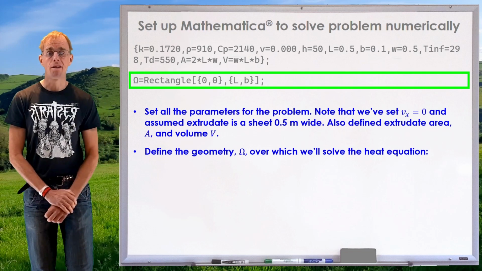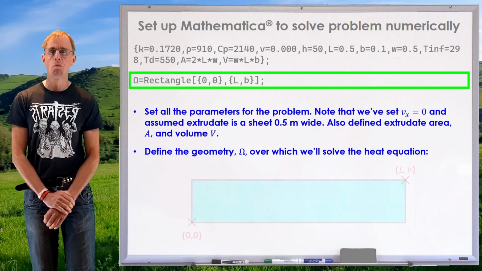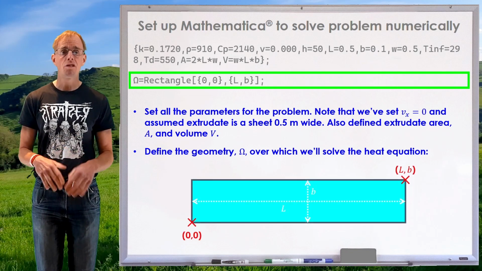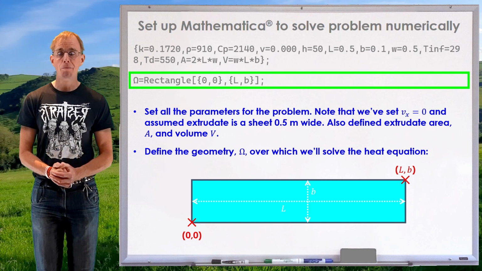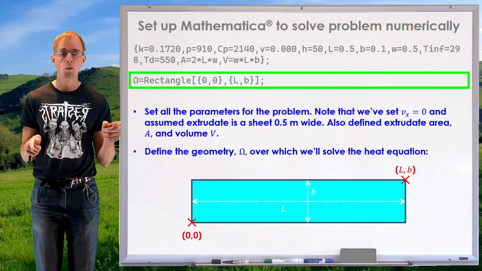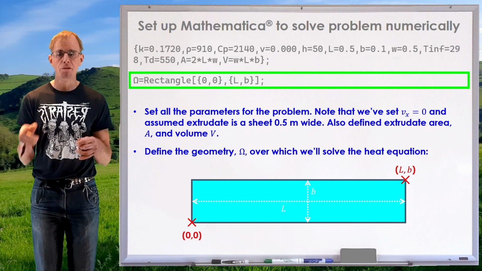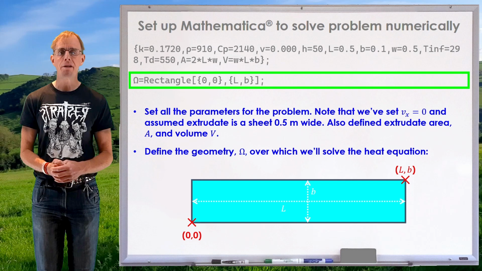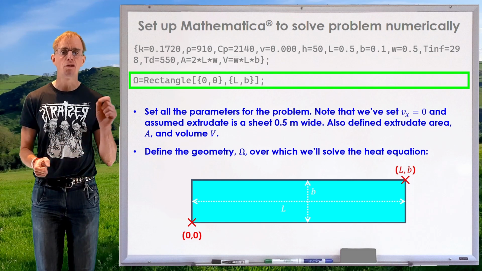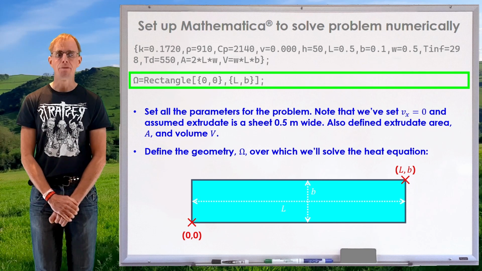And I'm going to use a rectangle here. So let me just illustrate what this is saying. Capital Omega is just a designator of my geometry, and the rectangle is defined from the bottom left corner to the top right corner. So it's 0, 0 at the origin at the bottom left, and the length and the breadth in terms of xy coordinates at the top right corner. So that's what that definition means there.